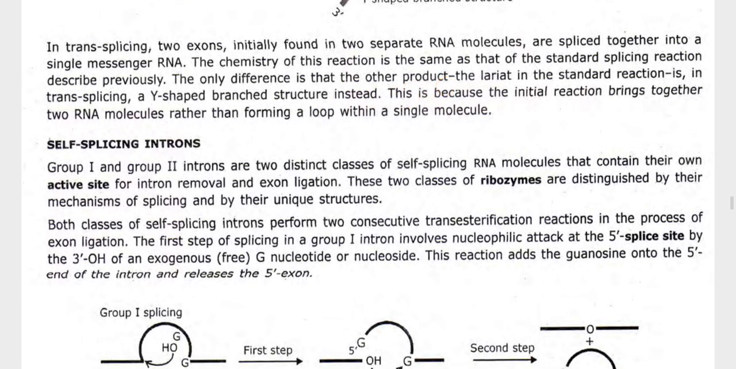In trans splicing, two exons initially found in two separate RNA molecules are spliced together into a single messenger RNA. The chemistry of this reaction is the same as that of the standard splicing reaction described previously. The only difference is that another product, instead of the lariat in the standard reaction, is a Y-shaped branch structure. This is because the initial reaction brings together two RNA molecules rather than forming a loop within a single molecule.